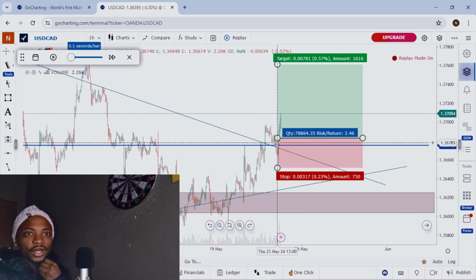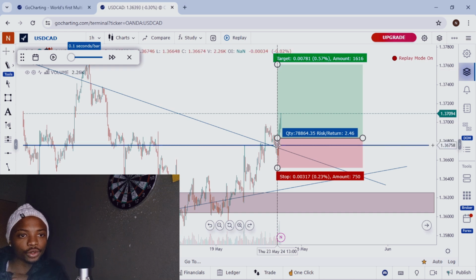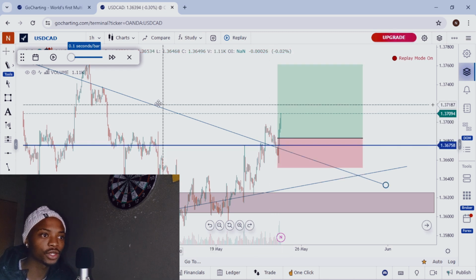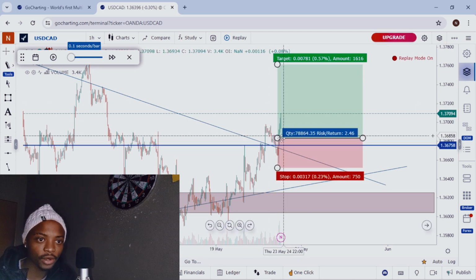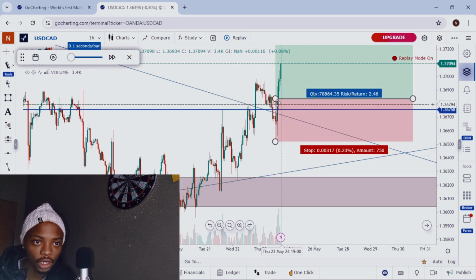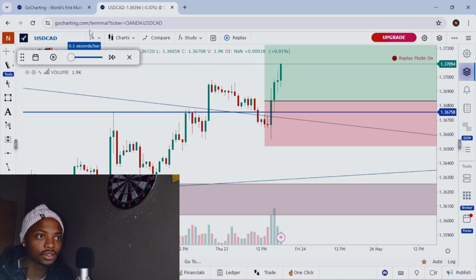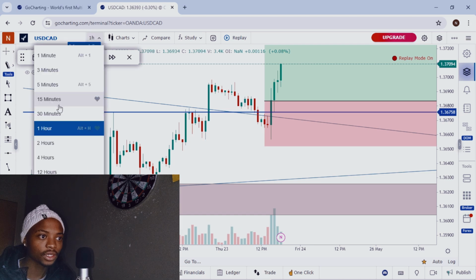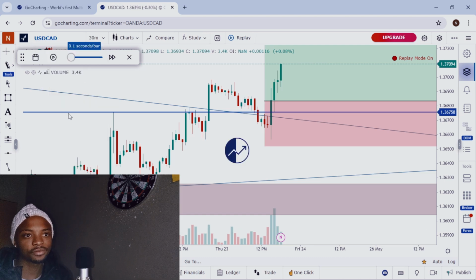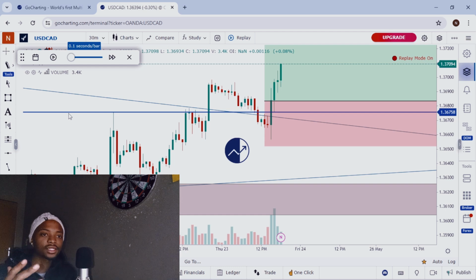So as you guys can see right here, I'm running a 1 to 2 risk to reward ratio, right? So basically, I'm gonna make twice the amount that I was gonna lose if I was to lose the trade, right? Let's see how the trade plays out. So at this point right here, we're already in profit because remember we opened our trade at this area right here. So let's go to 30 minutes before we play it out so we can see more detail.